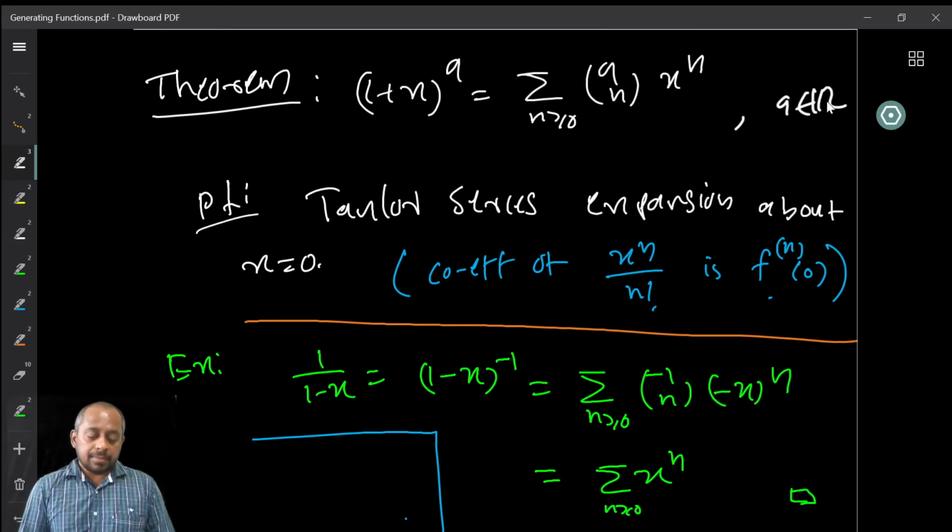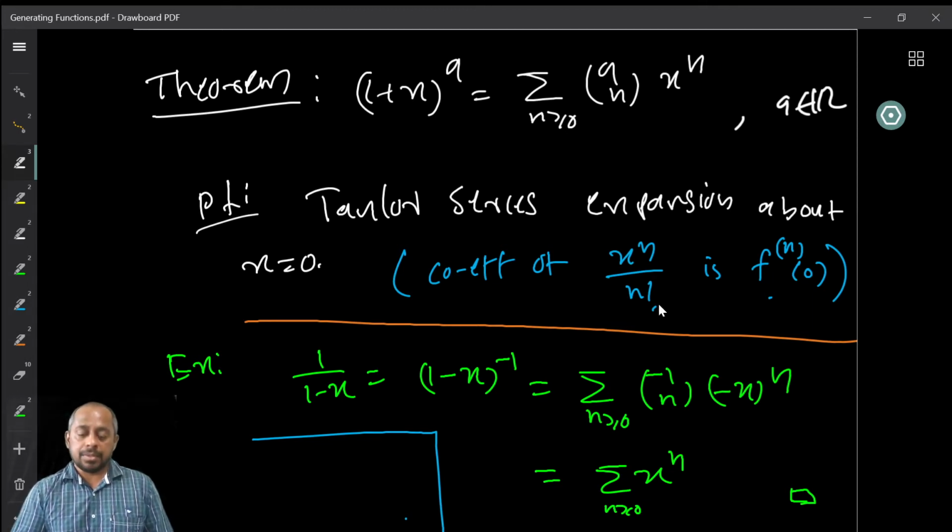So how do you prove this? Well, you can take it as a homework, but all you have to do is take the Taylor series expansion about the point x equal to 0. Then the coefficient of x raised to n by n factorial is basically f^(n)(0), right? So you just verify that this f^(n)(0) happens to be a into a minus 1 into a minus 2 into etc., a minus k plus 1, or a minus n plus 1, and then you have n factorial below, right?